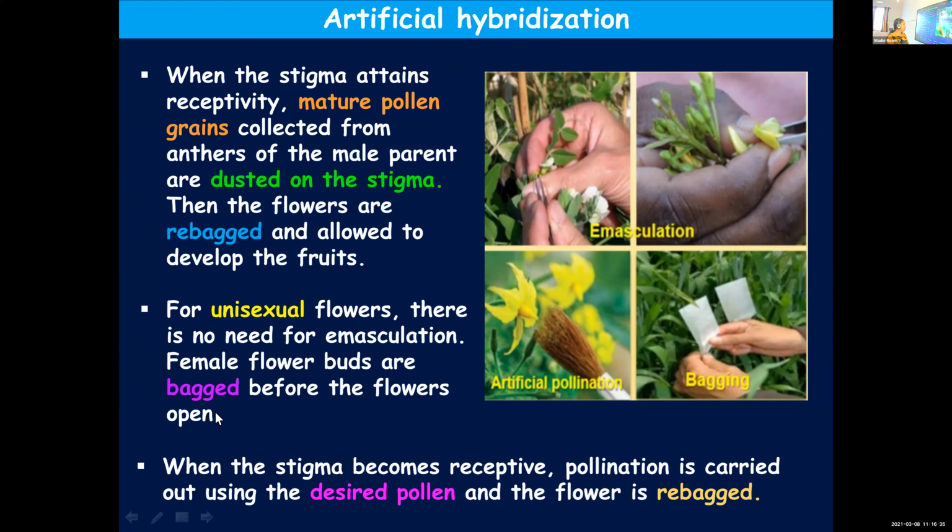In case of unisexual flowers, as I told you, no need of emasculation, but the female flower will be kept covered, or it will be bagged before the flowers open. And the same process: when the stigma is attaining receptivity, this bag will be removed, pollen grains will be dusted, and then it will be kept covered and it will be allowed to form fruits and seeds. Okay. And these are the different steps involved in artificial hybridization.